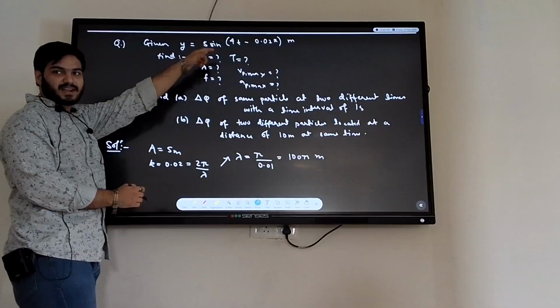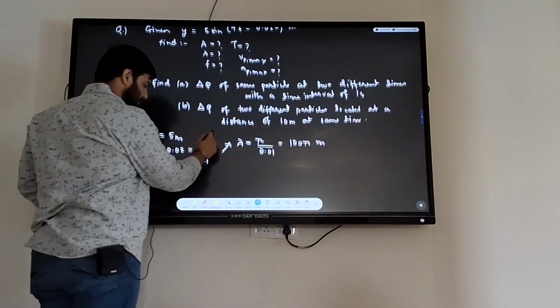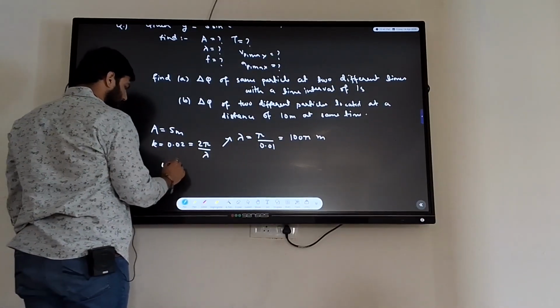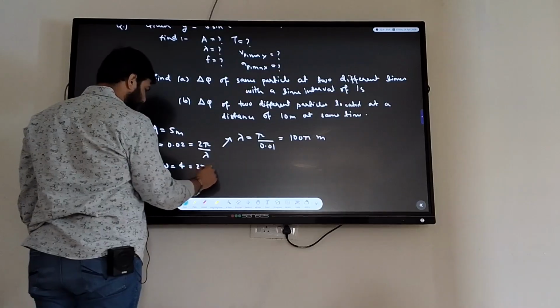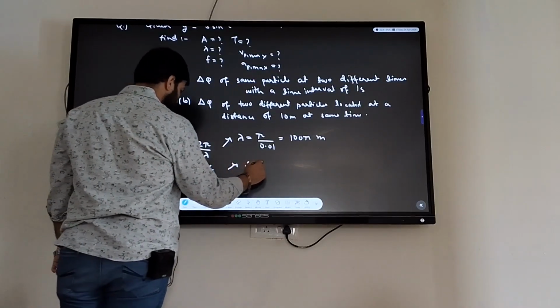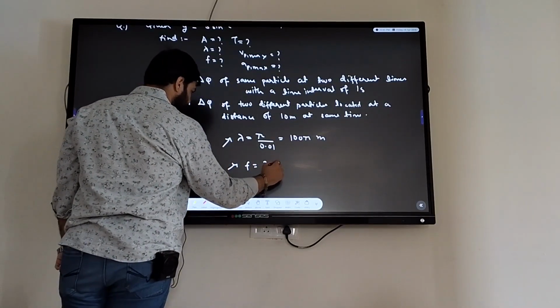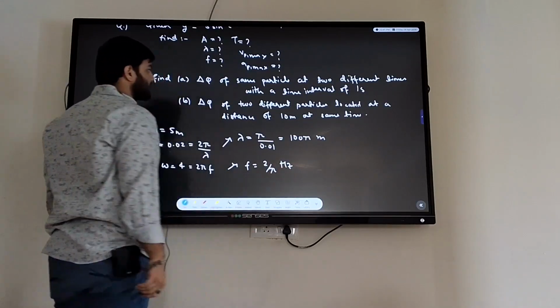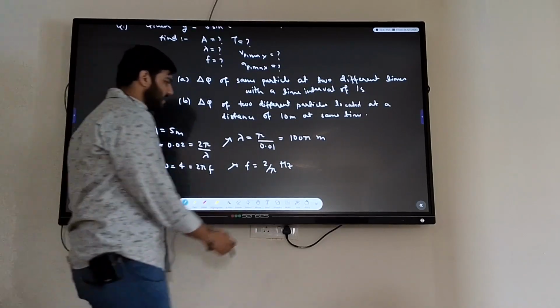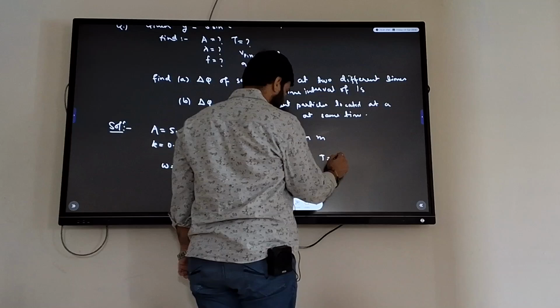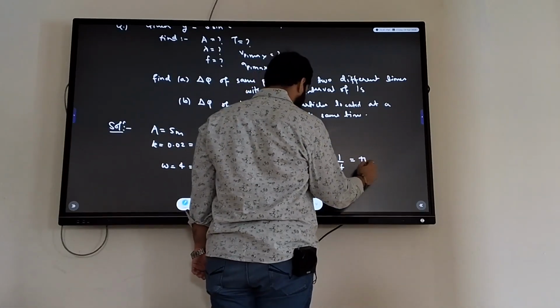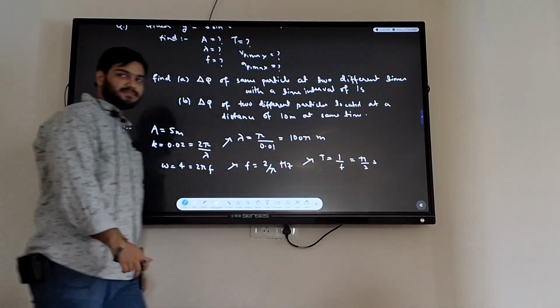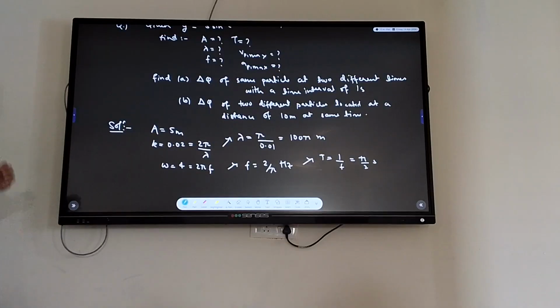Omega is 4. Compare with omega t. So what will be f? That's 2 pi f, so f will be 2 by 5 hertz. Yes or no? What will be the time period then? That is 1 by f, so that will be 5 by 2 seconds. We found everything, simple things.